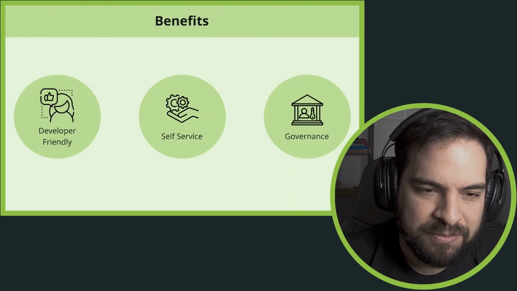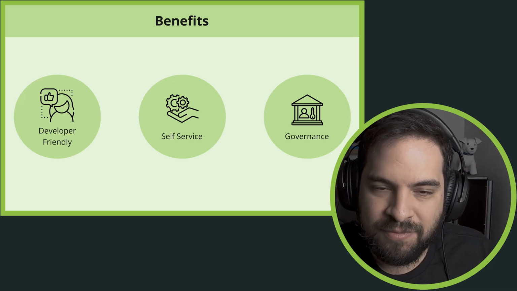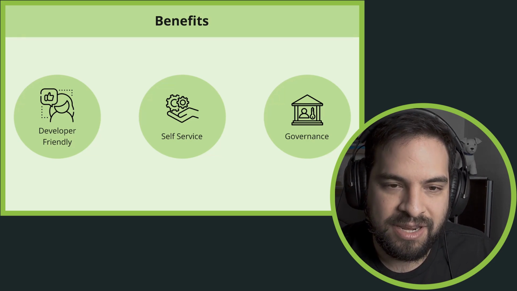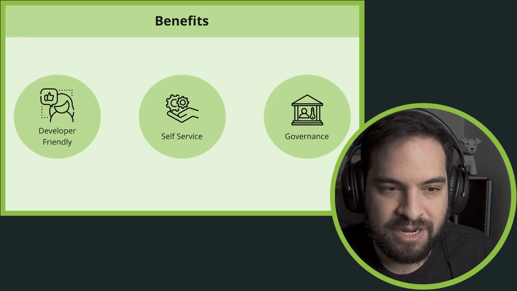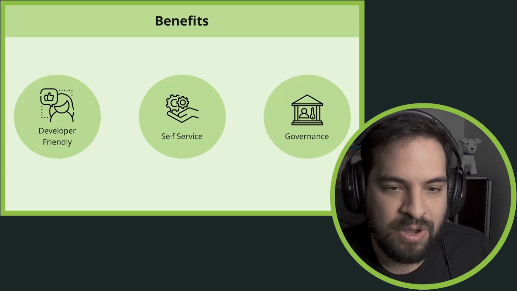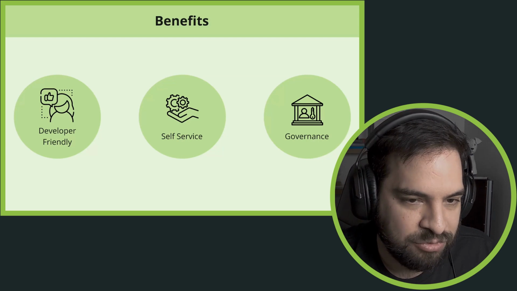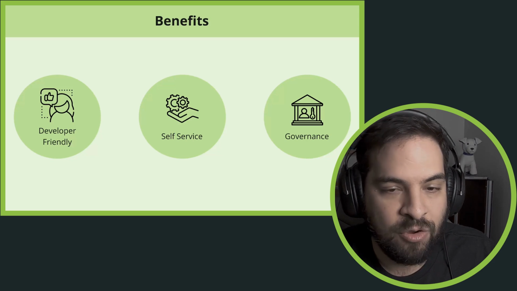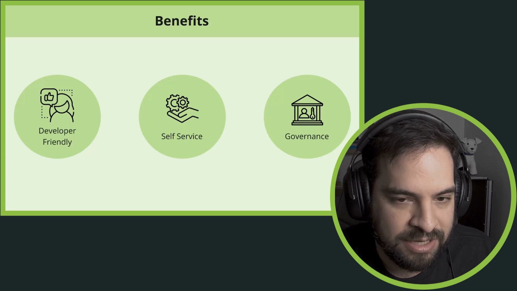Now, let's talk about the benefits. The infrastructure GitHub Action is developer-friendly. They like working in GitHub, and we're just providing yet another capability at their disposal. It's self-serve. They don't need to go ask for permission or submit a request. And the platform team still continues to have the governance over the resources that are provisioned.